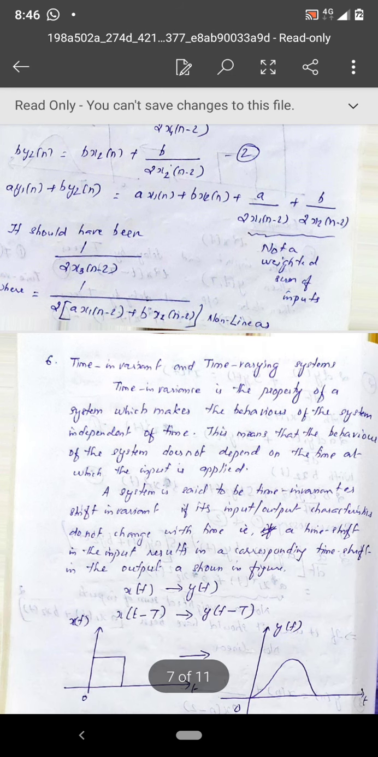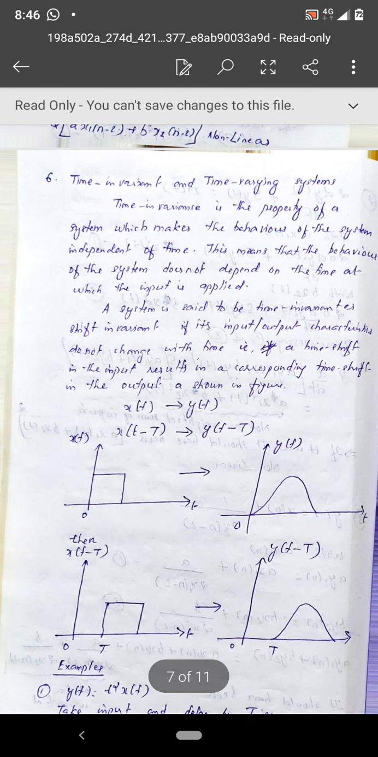And the sixth very important classification is time invariant and time varying systems. So what is time invariance? That is the property of a system which makes the behavior of the system independent of time. This means that the behavior of the system does not depend on the time at which the input is being applied.